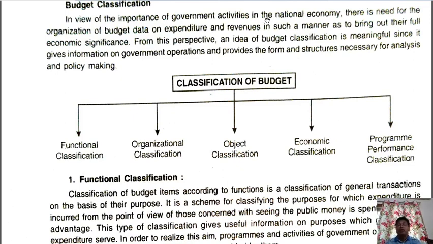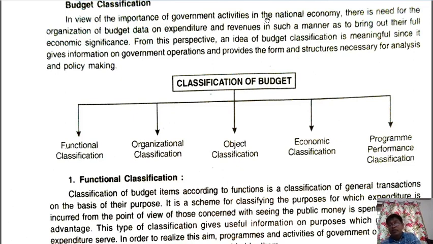Fourth, economic classification. The economic classification means which situation is in the economy, for example, rapid economic growth, expansion, infrastructure facility, or any other aim to succeed or follow. This type is applied to government revenue and expenditure. This is the economic classification of budget.